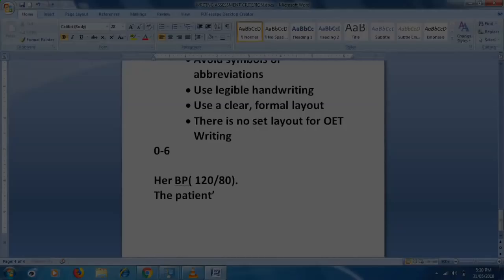The patient's BP is or was, depending on when it was taken, 120/80. So the second example is more suitable compared to the first one. And you can see that I've used BP, I've used an acronym. I haven't written out complete blood pressure. So if your recipient is a health professional and you know that they would be able to understand an abbreviation or a medical symbol, then you can use those.